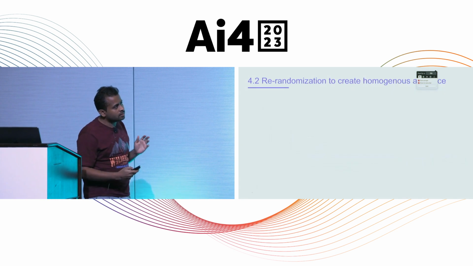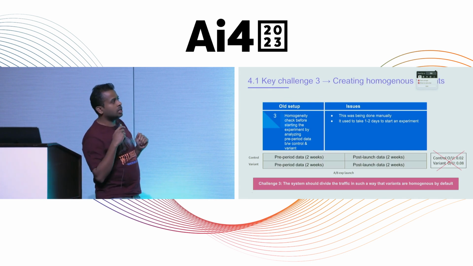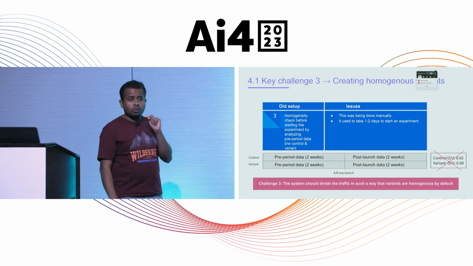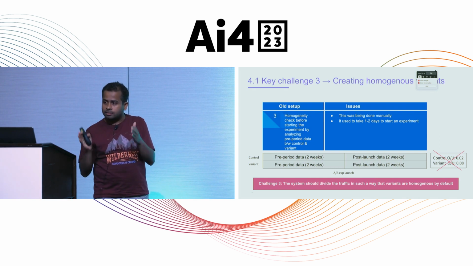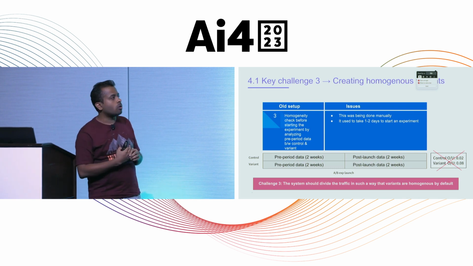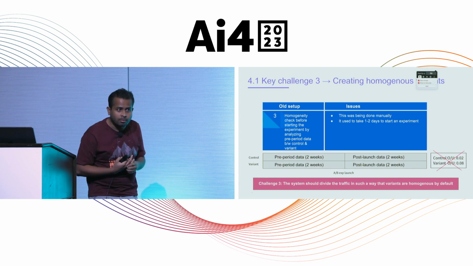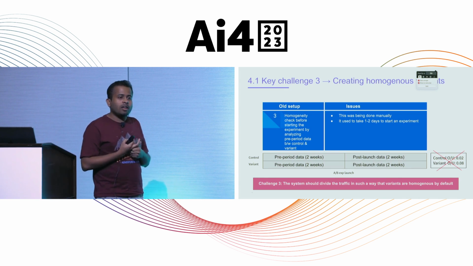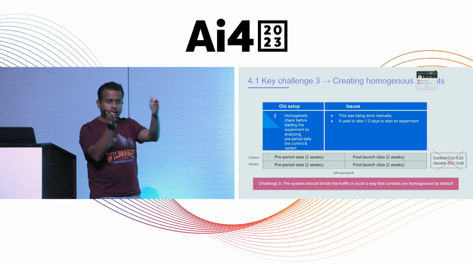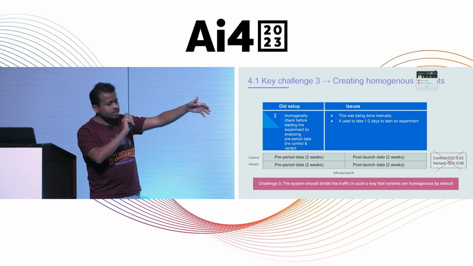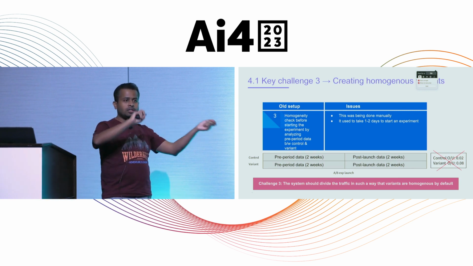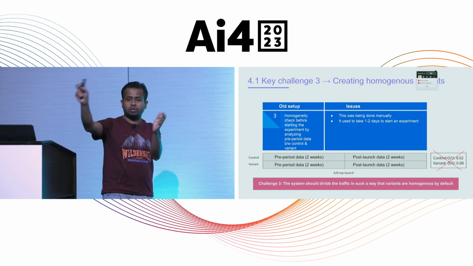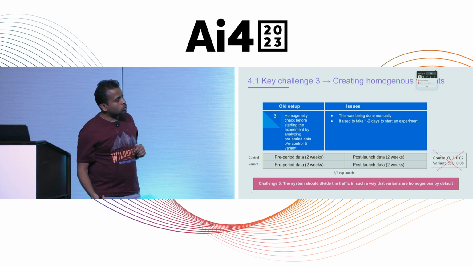Now with this, let's move on to the last key challenge: how to assign users to treatment groups, right? So far we have not answered that question. So far we have talked about how to assign users to experiments, right? Now that we have assigned users to buckets and buckets to experiments, we still need to assign users to treatment groups, right? So probably we need to assign some users to control and some users to treatment, right?